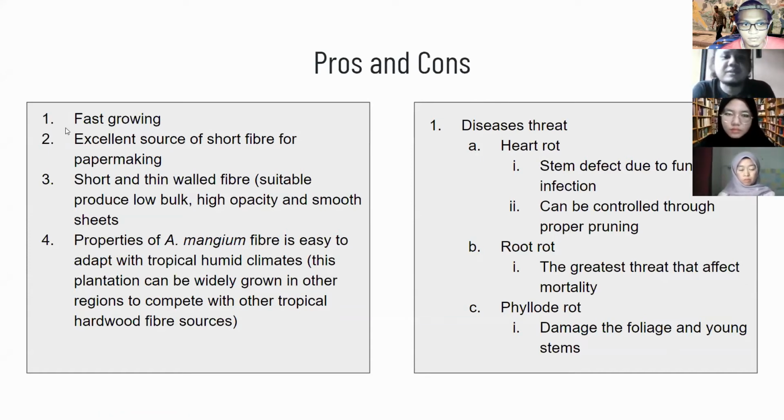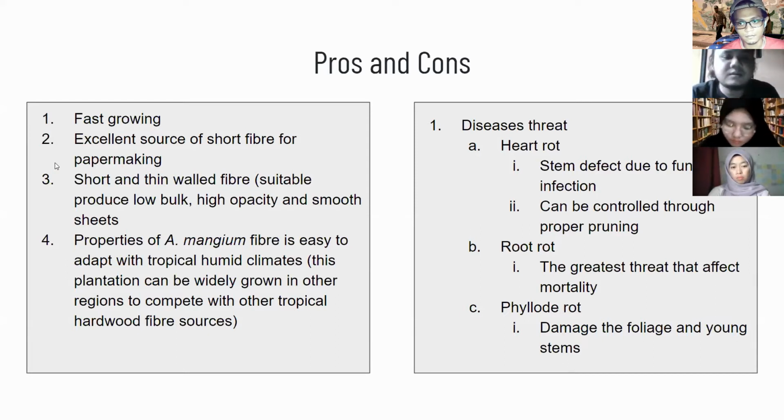Okay, this is the pros and cons of using acacia species in pulp production. So first, for the pros, acacia species is fast growing, which means the source is easy to collect and easy to get. Maybe in 5 years we can already harvest the source for making pulp.